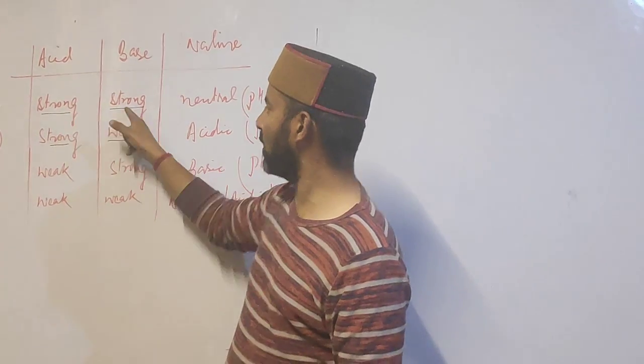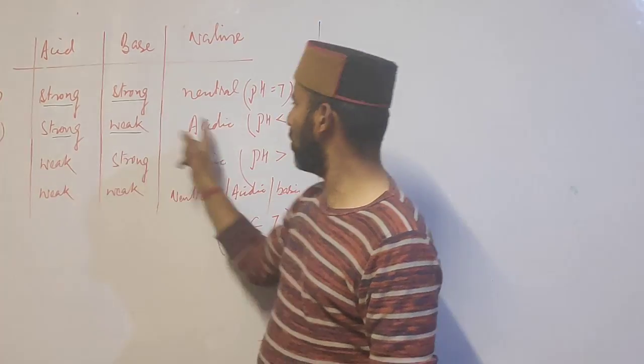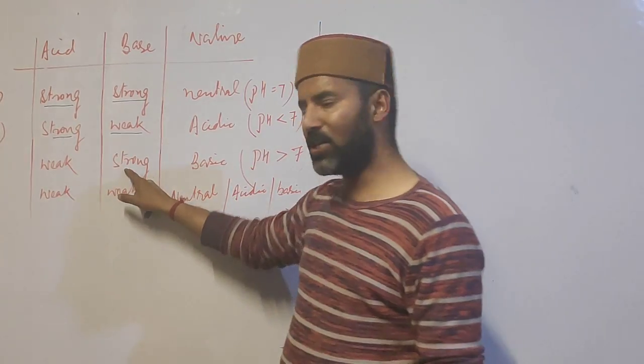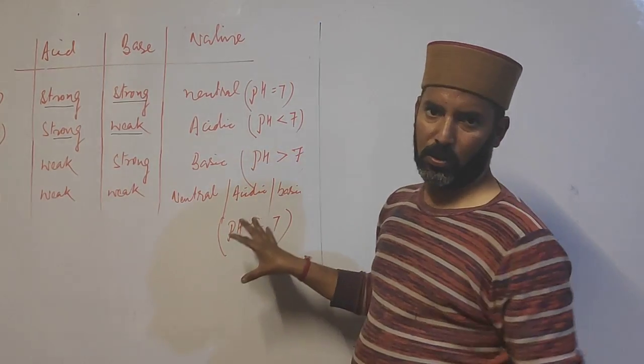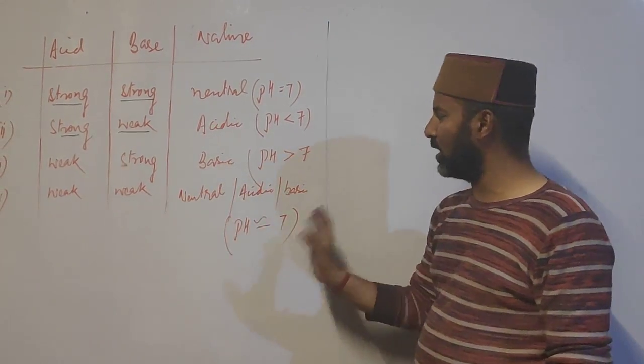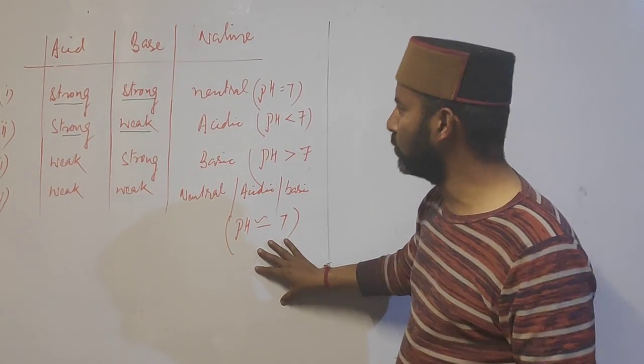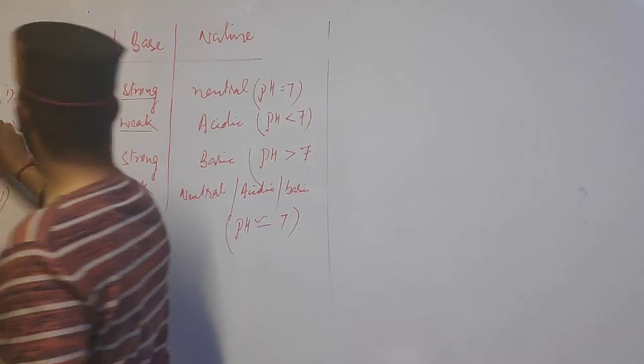So when both are strong, neutral. When acid is strong, acidic. When base is strong, basic. And when both are weak, it is almost neutral. It may be slightly acidic or basic, but otherwise the solution is almost neutral. So now students, we will continue.